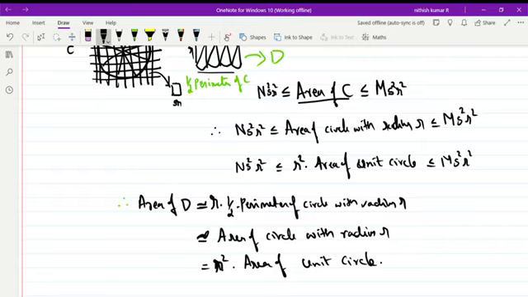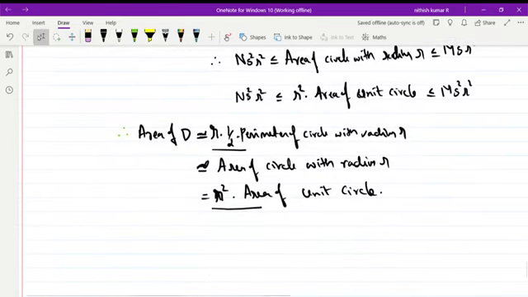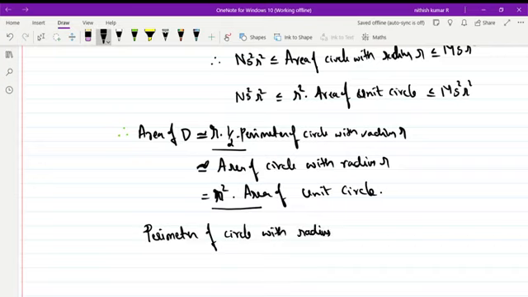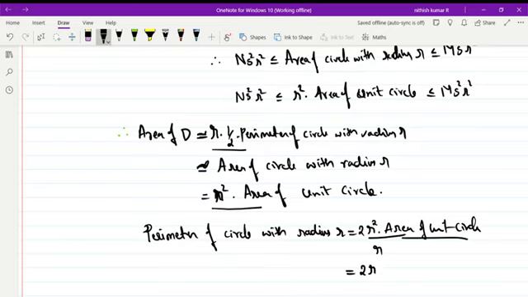Now using these two, we are getting the perimeter of the circle with radius r is nothing but r square into the area of the unit circle, divided by r square divided by 2r, so it is nothing but 2r.